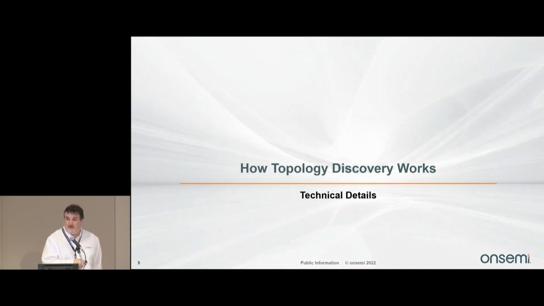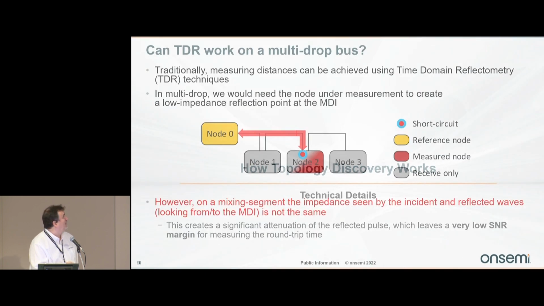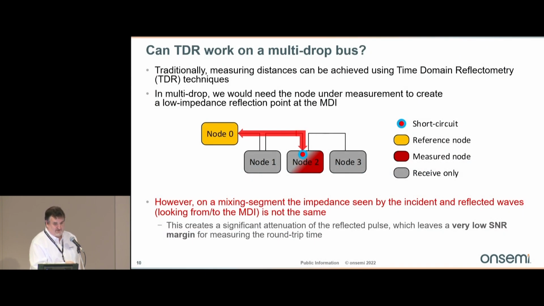Okay, so hopefully I explained what the problem we are trying to solve is, and I will give you some details on how this topology discovery works. So the first thing is, when talking about measuring distances, one may ask, well, why don't you use time domain reflectometry, which is a well-known technique to do this kind of measurement?